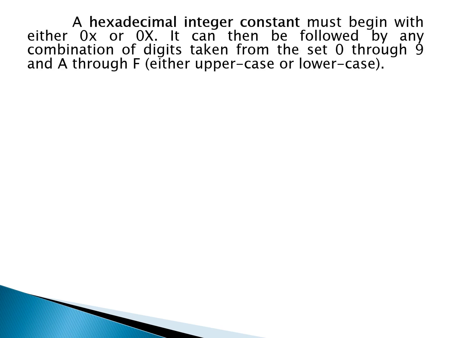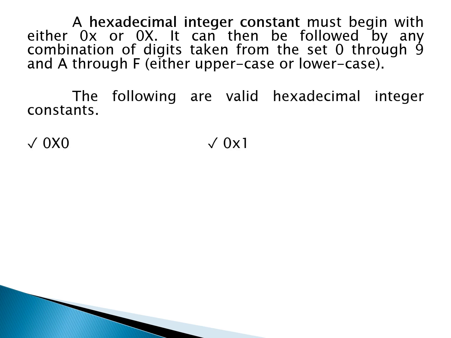Then hexadecimal integer constant. A hexadecimal integer constant must begin with either 0x, where that x might be either a capital letter or a small letter, either uppercase or lowercase. It can then be followed by any combination of digits taken from the set 0 through 9 and A to F.